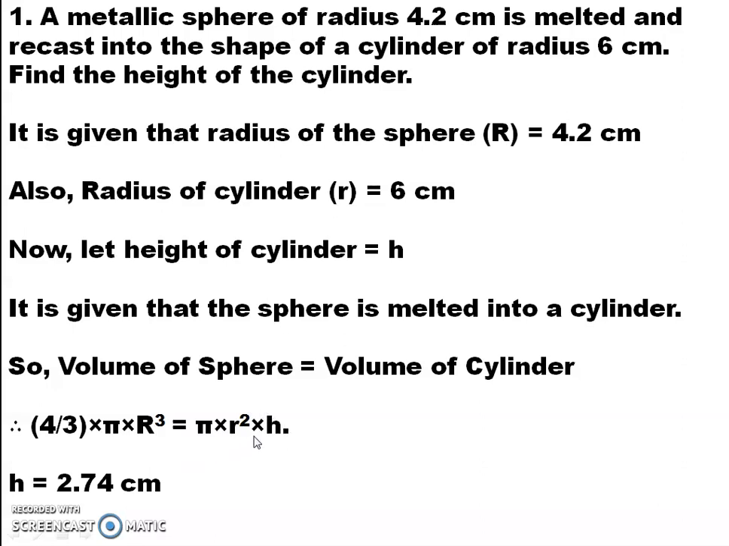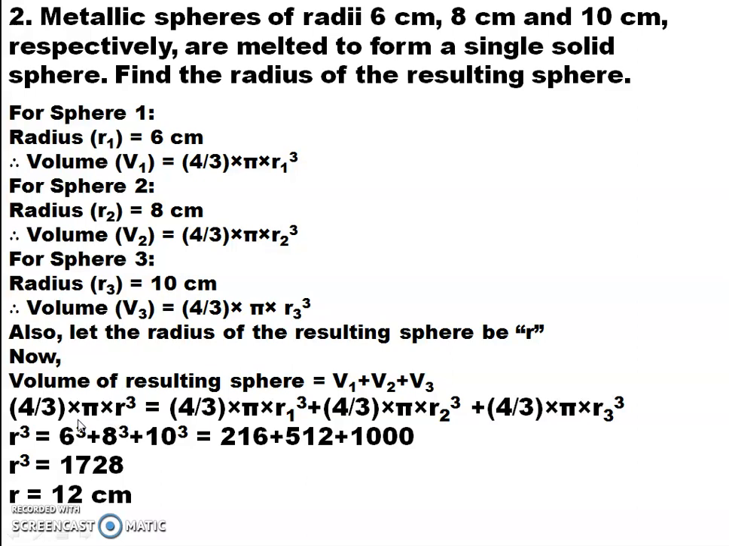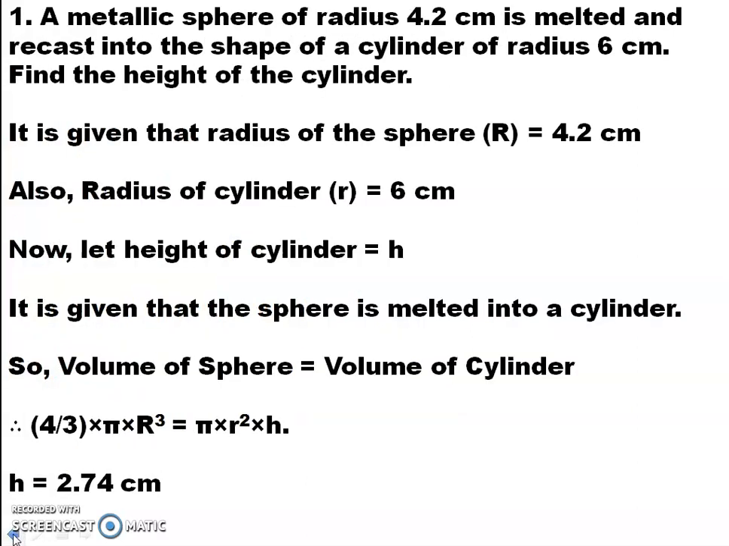Here pi and pi get cancelled. So 4 by 3 into R cube is equal to r squared h. So 4 by 3 into 4.2 into 4.2 into 4.2 is equal to 6 into 6 into h.